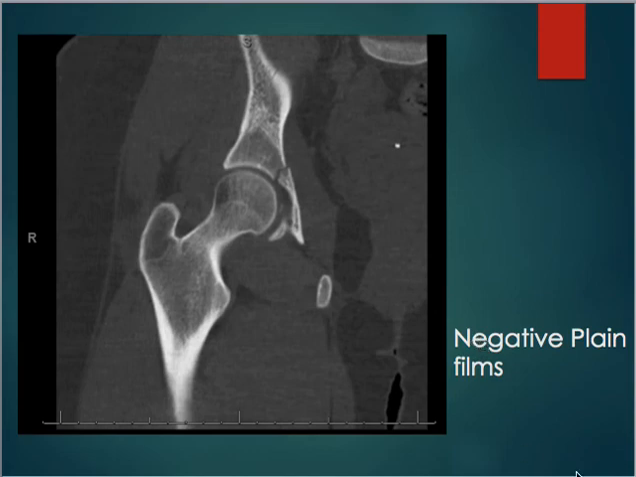This person actually had x-rays prior to the scan and the x-rays were negative, which means that the doctor did not find a break or a fracture. But once we did the CT scan, you can see here there's a fracture right through the acetabulum, here and here. So sometimes, like I said, that imaging is much better than plain x-ray films.